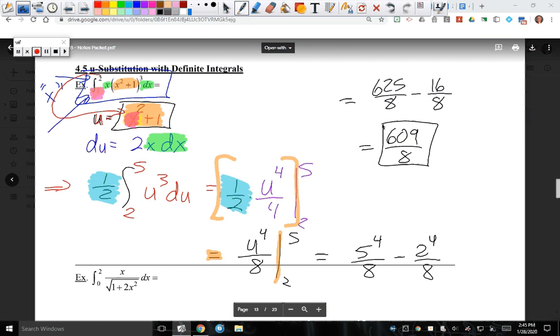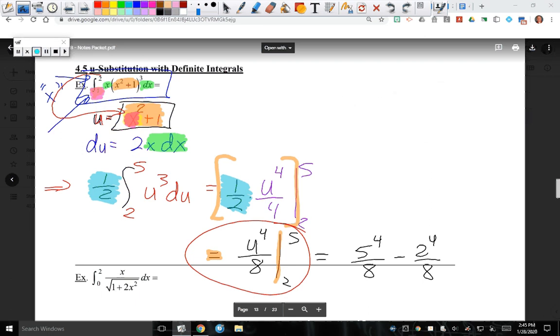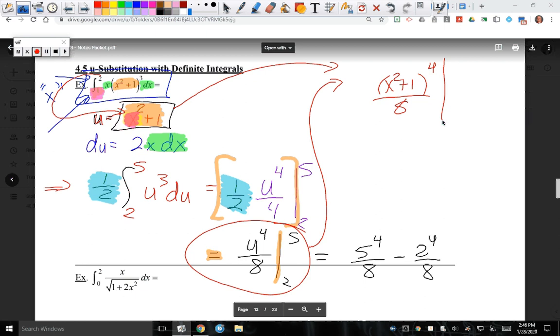Now, let's go back to what Christian said. He said, from here, we don't have to go back to in terms of x. We don't. If you chose to, one, you're going to give yourself a lot more work. And you may not have enough time to finish that problem. But if you did, it would look like this. Replace u with your original u, and it'll be to the 4th all over 8. But it wouldn't be from 2 to 5. What would it be? From 1 to 2. And if you plug in 2, you get 5 to the 4th over 8, which is exactly what you already had down here. If you put 1, you would get 1 plus 1 is 2 to the 4th. You already had that. So don't go back.